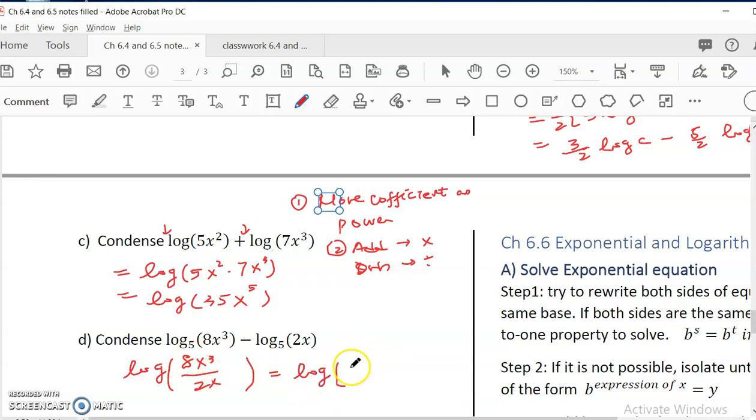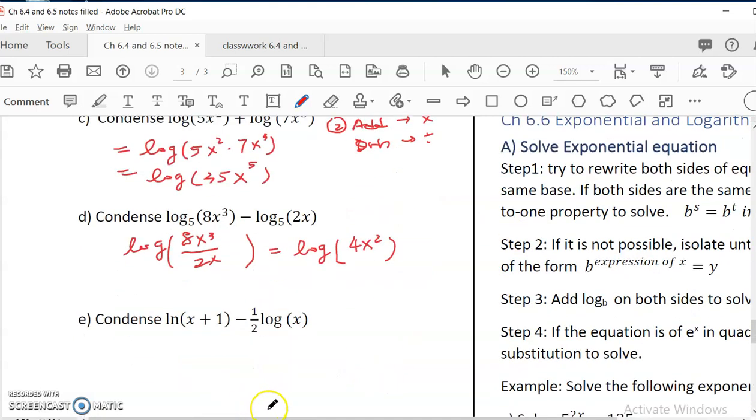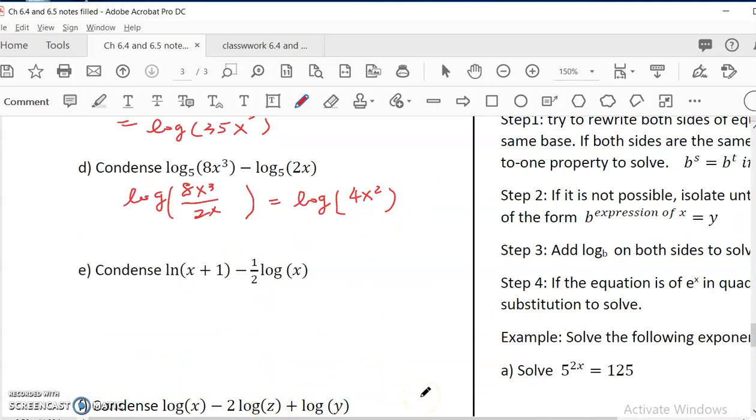8 divided by 2 is 4. X cubed divided by x is x squared. That's totally condensed and simplified. So condense this one. You look at the coefficient. No coefficient. Oh, there's a coefficient of 1/2. We'll move this inside as an exponent. So it becomes ln x plus 2.